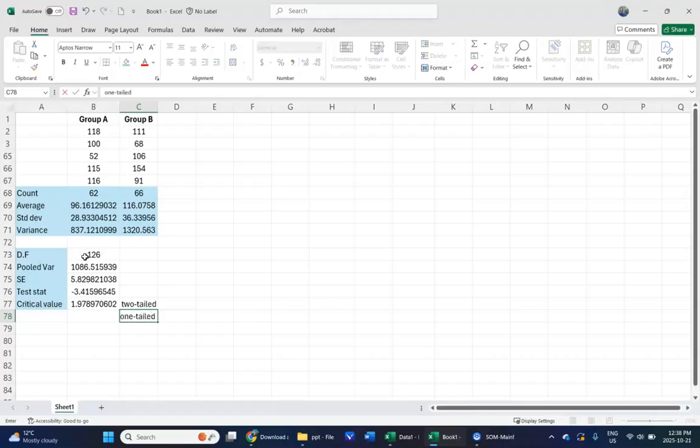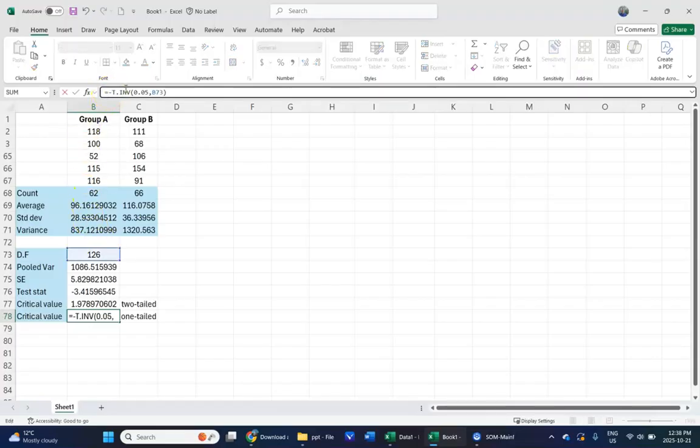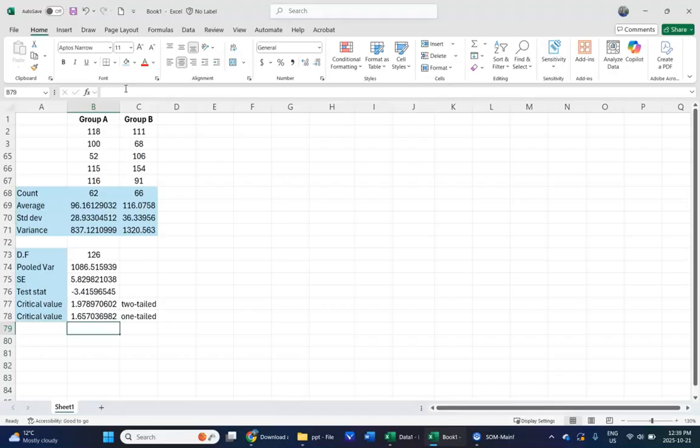We're going to calculate for the one-tailed hypothesis test as well. In order to find it, it uses a similar function, but it's T.INV, and then we enter everything the same. 0.05 is our level of significance, and 126 degrees of freedom. The one-tailed will always return a negative value, so at the very beginning of your function, put a negative in there. Then there is our critical value for this two-sample t-test.